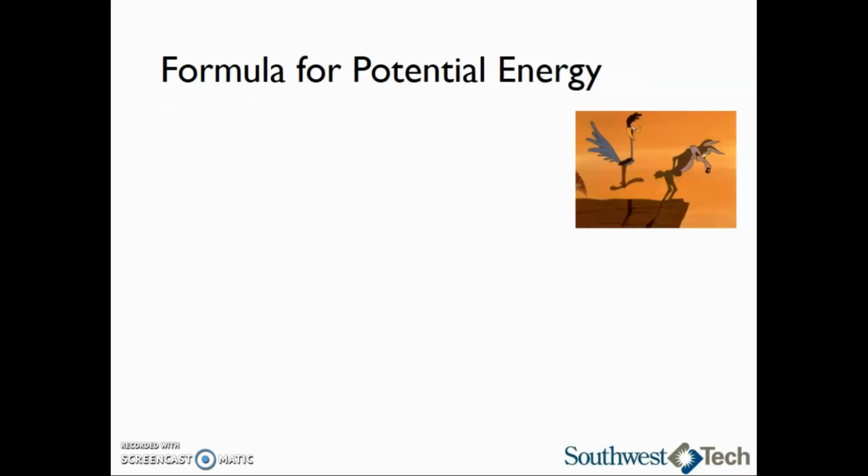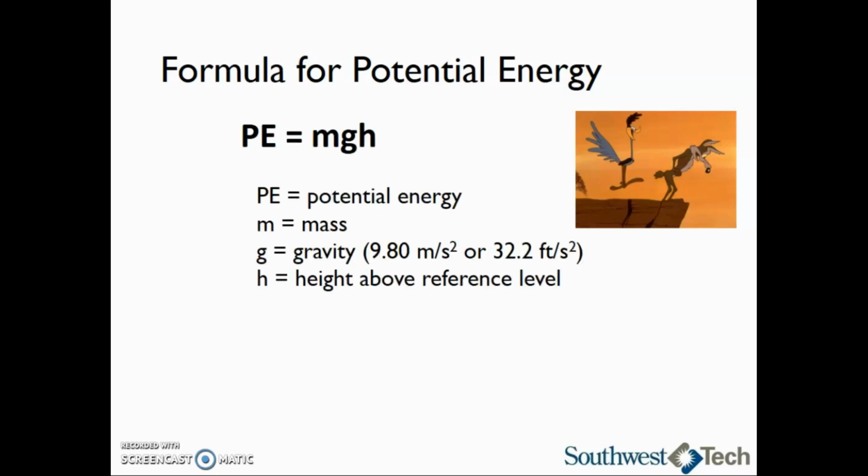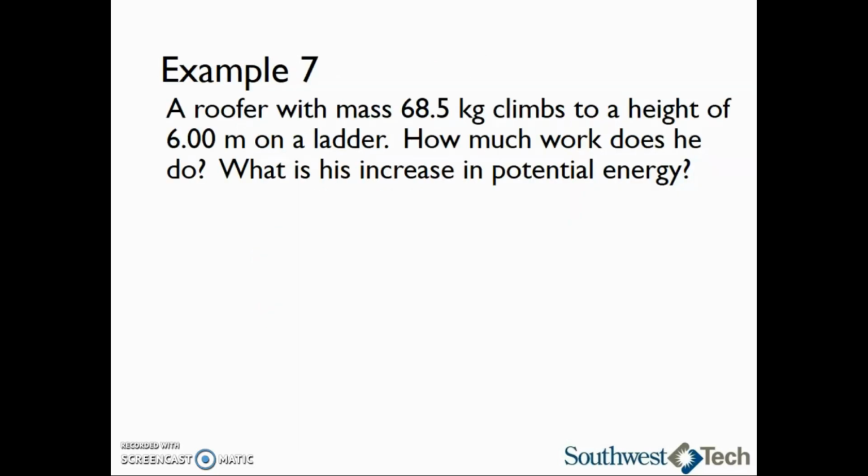If we want to calculate gravitational potential energy, or potential energy, we can use the formula PE equals m times g times h, where PE stands for potential energy, m stands for mass in kilograms or slugs, g stands for the acceleration due to gravity, which is either 9.80 meters per second squared or 32.2 feet per second squared, and h is the height above the reference level in feet or meters. The units for potential energy will be foot-pounds in the English or standard system and joules in the metric or SI system. Let's take a look at an example of potential energy.